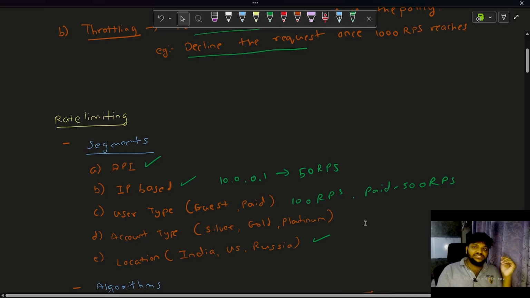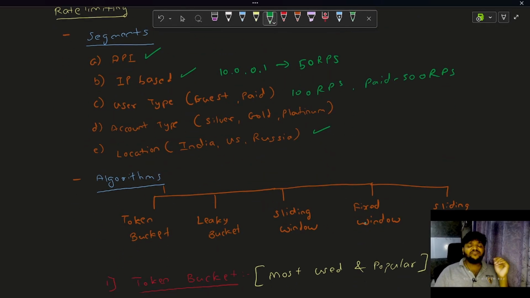Then we will be discussing the algorithms. There are 5 different algorithms. What is the purpose of an algorithm? Let's say you are setting a policy, you are setting a threshold, like my system should allow only 1000 requests per second or 50 requests per second or whatnot. So management is setting a threshold. But how exactly would you know that this threshold is reached or breached?